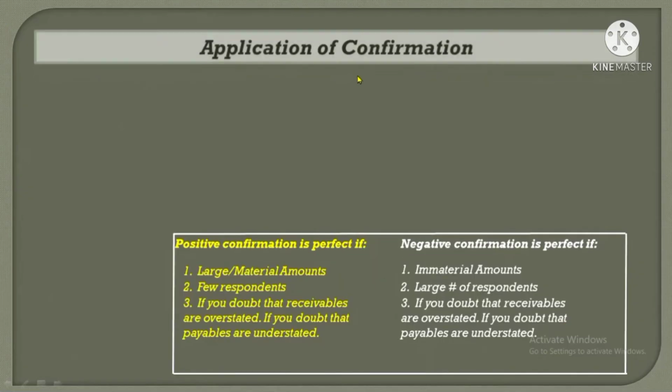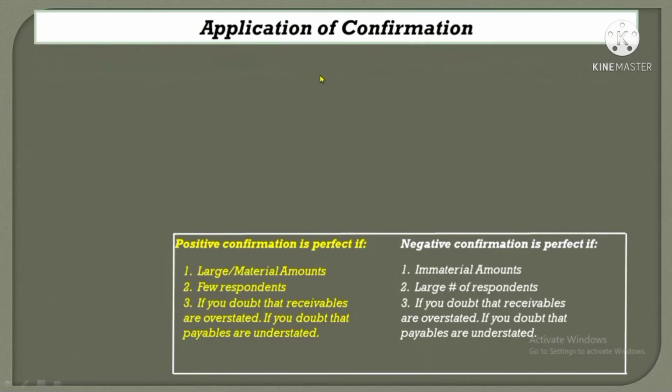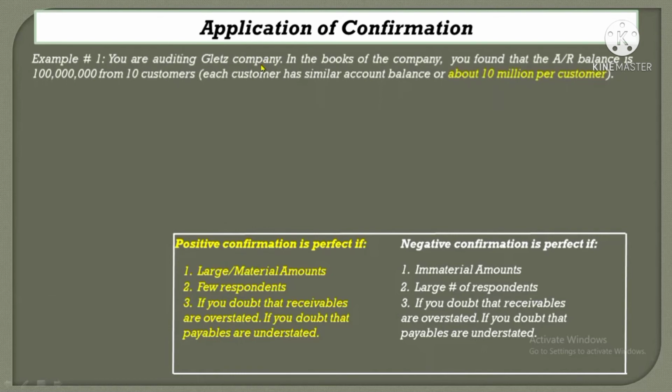Now let's apply this to different examples. Example number 1, you're auditing Gletz's company. In the books of the company, you found that the accounts receivable is 100 million from 10 customers only. So each customer has a similar account balance of about 10 million per customer. Again, I'll repeat it because this is very important. There are only 10 customers or targeted respondents with 10 million account balance on average for each customer.